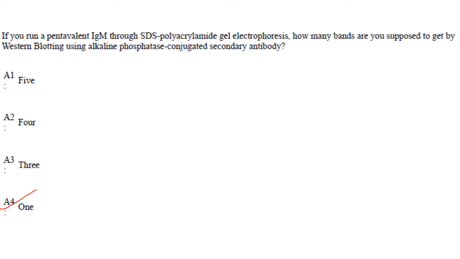Detecting these bands on the Western blot depends on the specificity of the antibody that you are using. It can be either anti-J antibody or anti-light antibody or anti-H antibody. So you cannot use all the 3 antibodies at a time. You can use only one of the antibodies for Western blot detection. So the number of bands that could be detected by Western blot is 1. So the answer is option 4. Whereas if it was reduced SDS polyacrylamide gel electrophoresis, then you will see 3 bands.